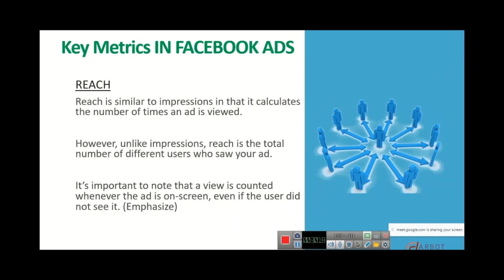Then your reach is similar to impressions in that it calculates the number of times an ad is viewed. However, unlike impressions, reach is the total number of different users who saw your ad. It's important to know that a view is counted whenever the ad is on screen, even if the user does not see it. The way the Facebook ad algorithm is configured, once you scroll to the point where the ad is displayed on your screen, the algorithm will capture it and count it as one impression.